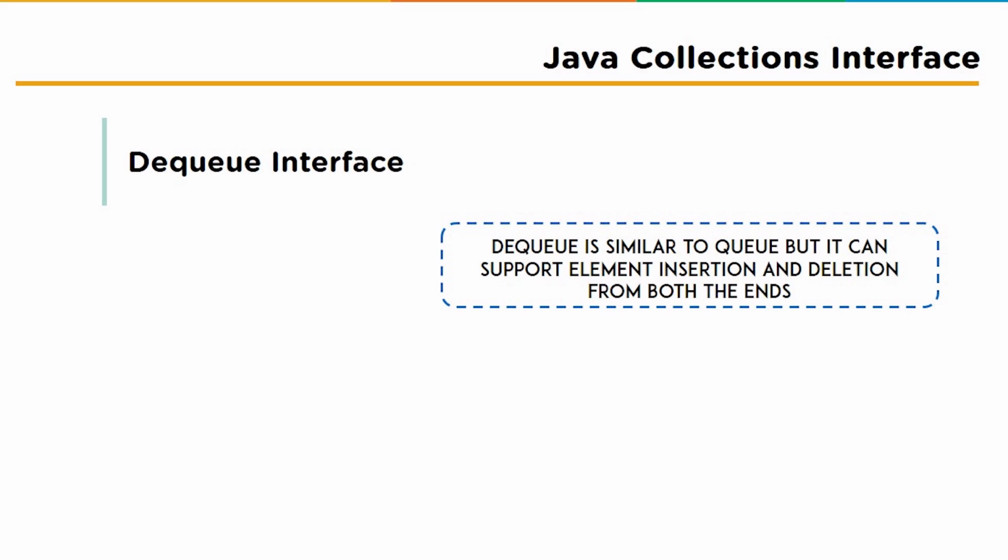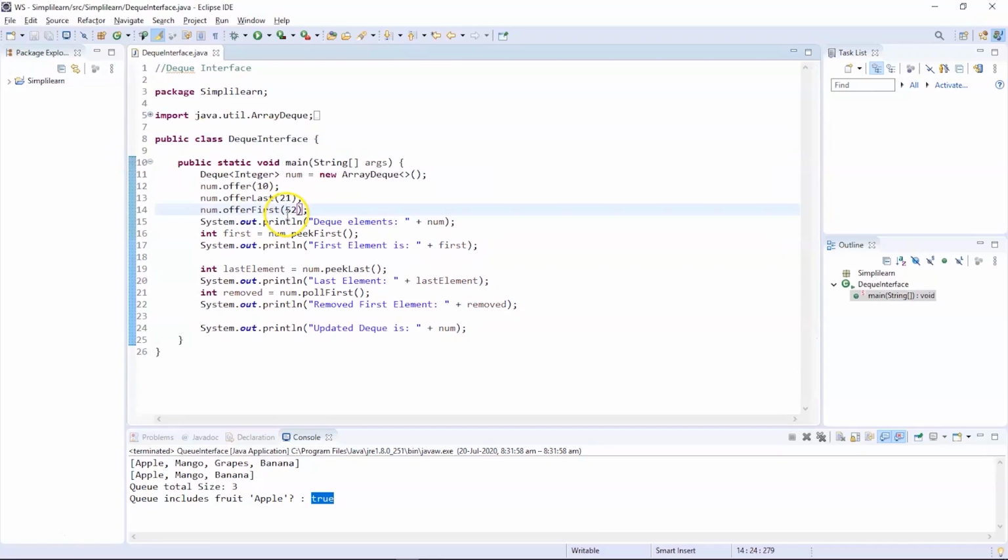This interface defines methods to access the elements at both the ends of the DQ. Methods are provided to insert, remove, and examine the element. For a better understanding, let's check out an example. So you can see on my screen we have a program for DQ interface. Here we are going to add some elements into our DQ and then also try to remove the first element and print the updated DQ.